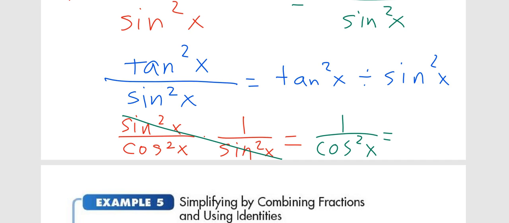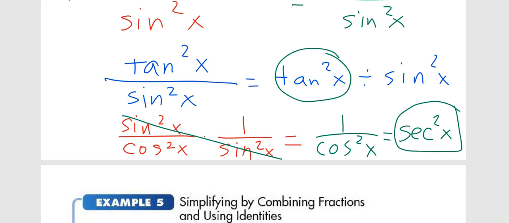Lost you at canceling out? This one right here, by definition, tangent is sine over cosine. So because it's squared, it would be sine squared over cosine squared. Now, secant squared, okay? So there's my final answer for that question.